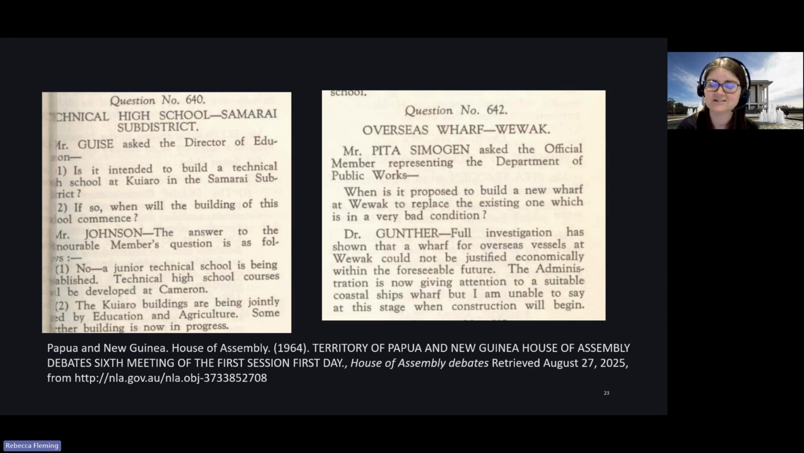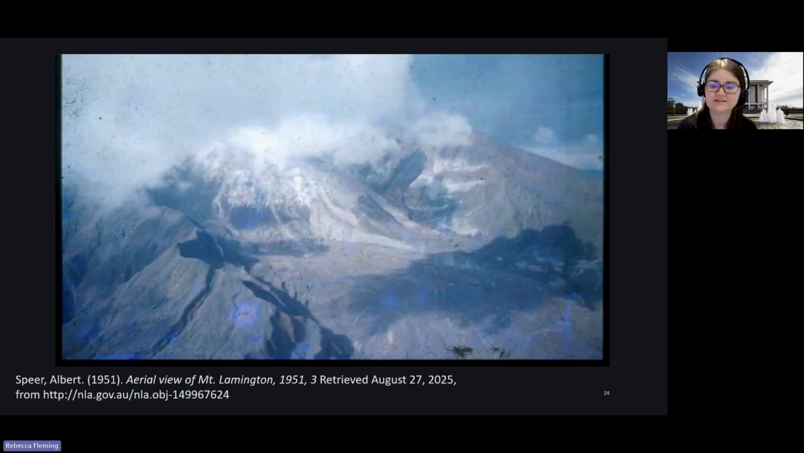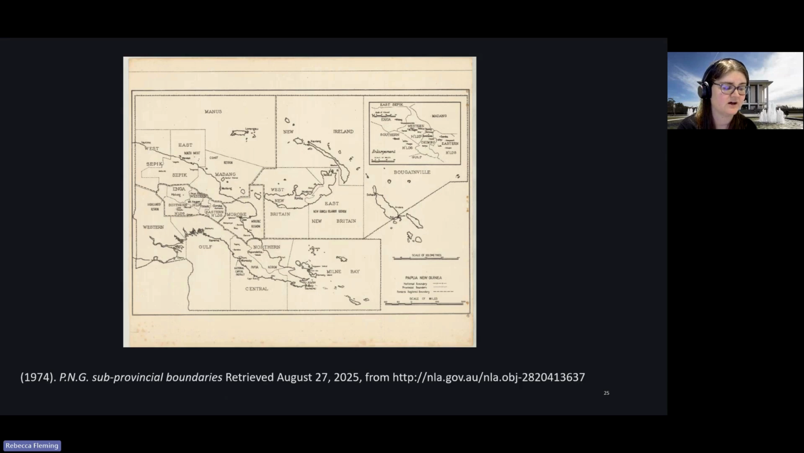Finally, before I hand over to Ruben, I just wanted to highlight a couple of other collections which are digitised and available on Trove, which I think you might find interesting. This first one is a collection of photographs and coloured slides from the 1951 eruption of Mount Lamington. And that's obviously an aerial slide that's quite a close view. Then we also have some digitised map collections, and this one is the PNG sub-provincial boundaries from 1974. So that's an interesting time period, of course, quite close to independence. So I thought that might be of interest.